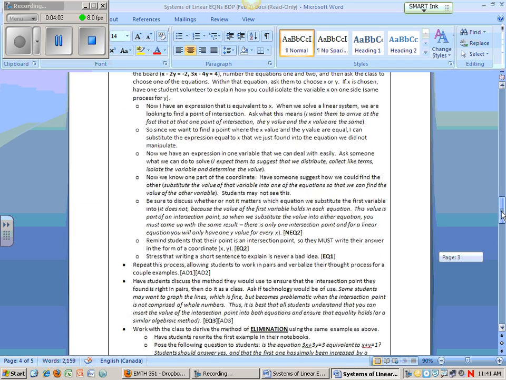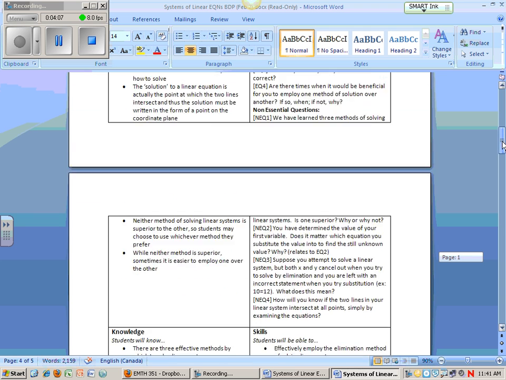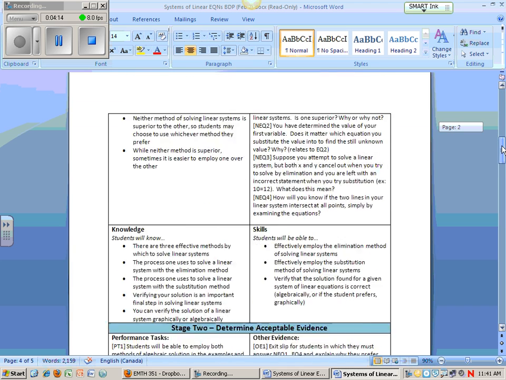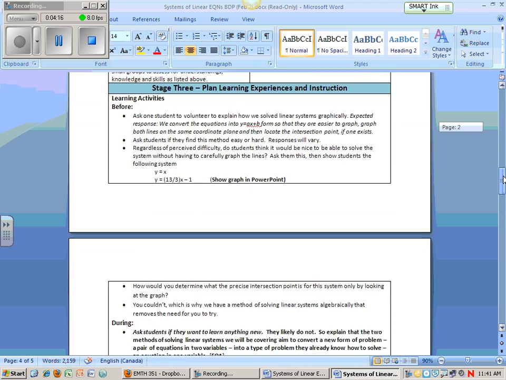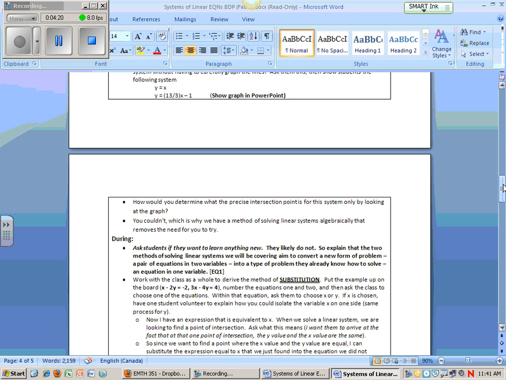So what we basically changed in this lesson was that we changed one of the essential questions, and we changed the focus on essential questions 3 and 4. We also changed a few things within each section, the before, during, and after of the lesson plan. That's something the other people will talk about.